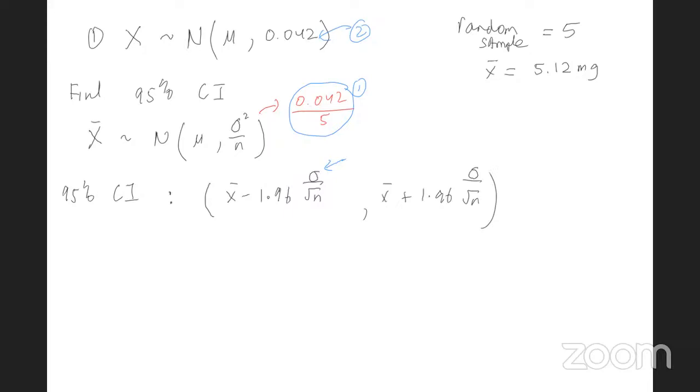Just message one or two. You don't have to message the exact thing. Do you all think it's the first value or the second value? All right, very good. Keep messaging. And the answer is the second value. This is the value that we're using for sigma.